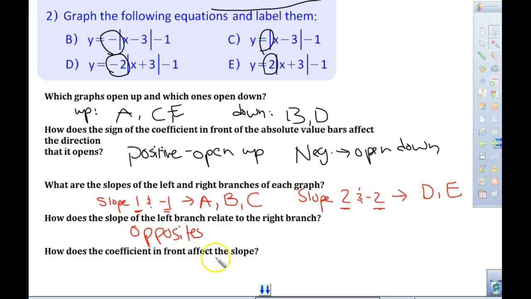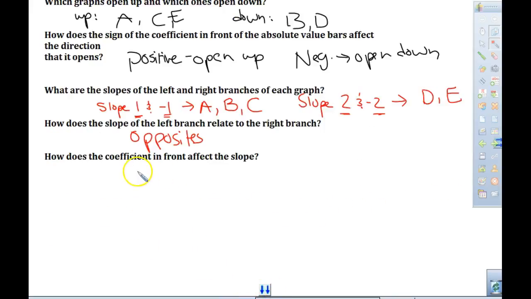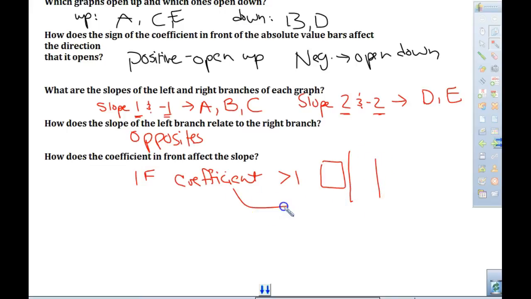It says, how does the coefficient in front affect the slope? If the coefficient is greater than 1, and remember, when we talk about that coefficient, we're talking about that right in front of the absolute value. If it is greater than 1, and then you have this absolute value sign, how does this affect our graph? If it's greater than 1, it's going to make it steeper.